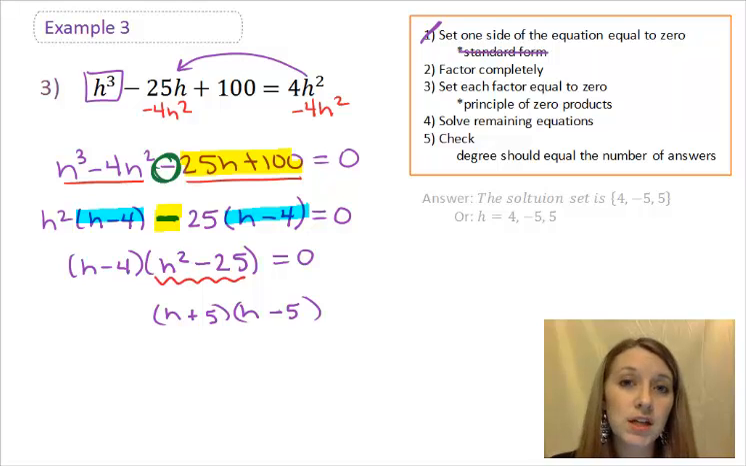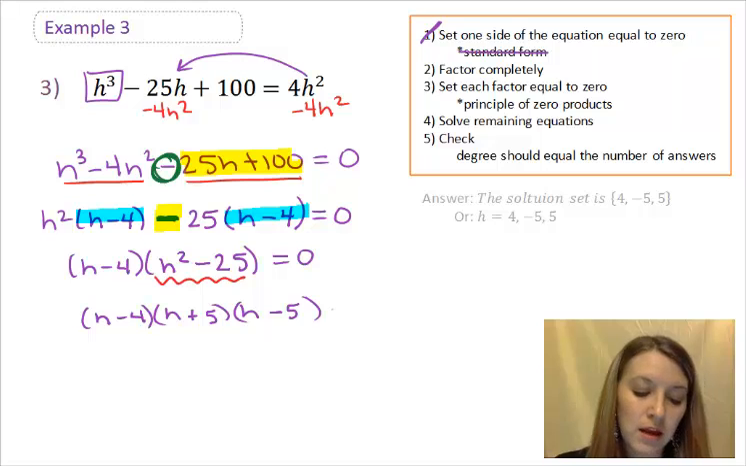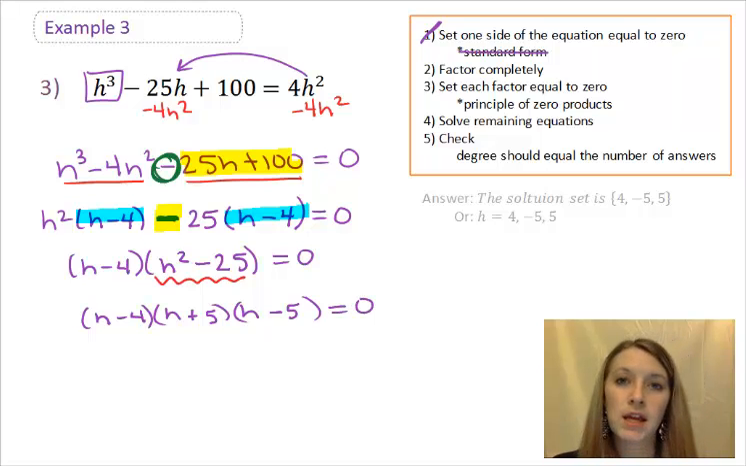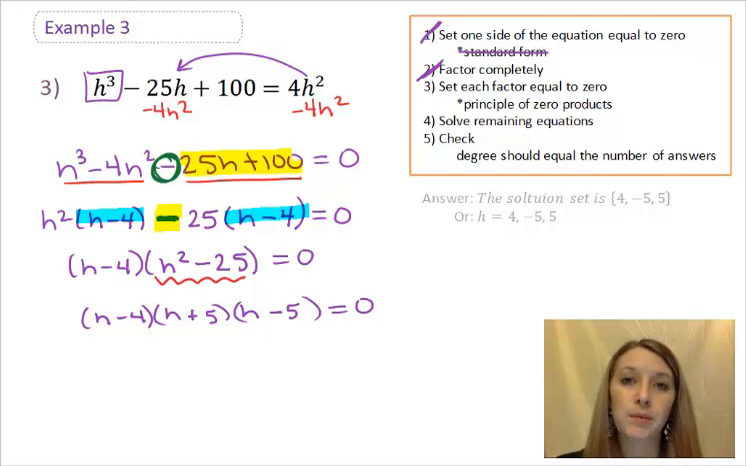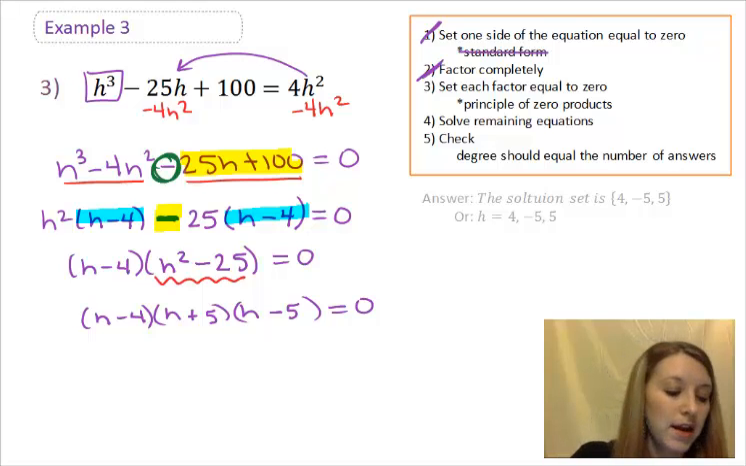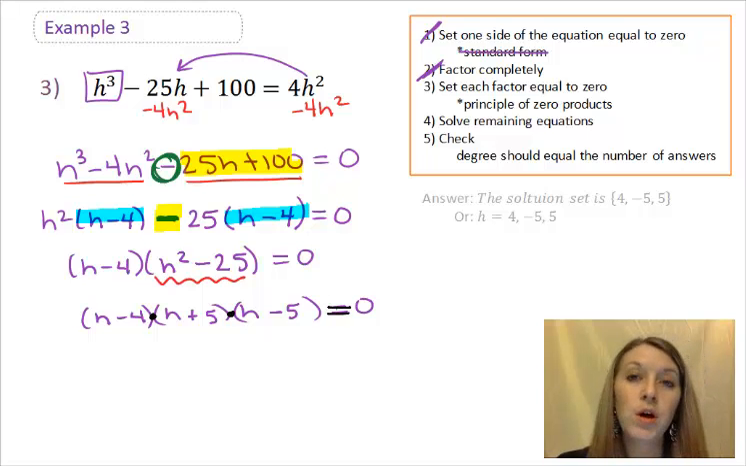Now don't forget to copy down the rest of your problem: h minus 4 in the beginning and the equal 0 at the end. Now you have factored completely. Now you have things that are multiplied. This is multiplication and this is multiplication, and then it's set equal to 0.